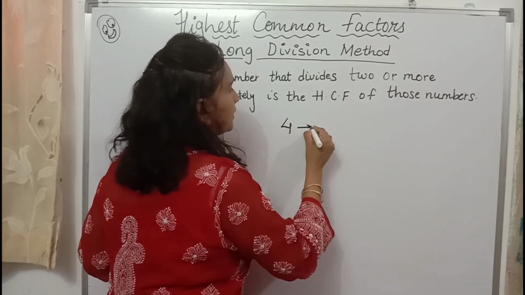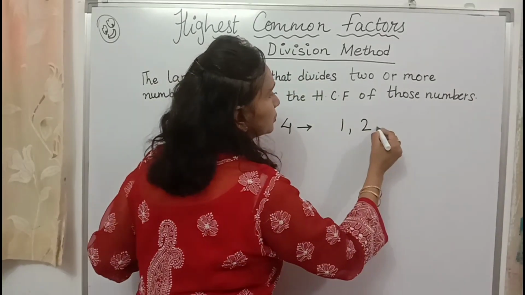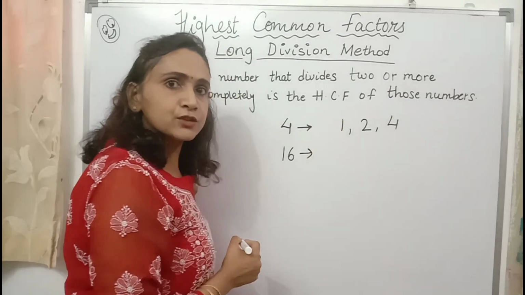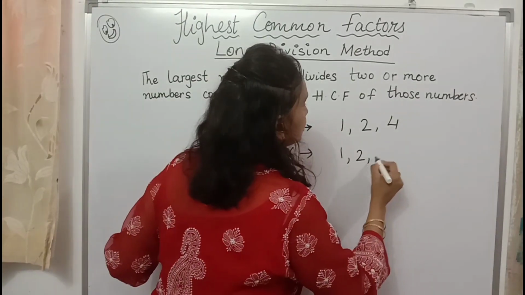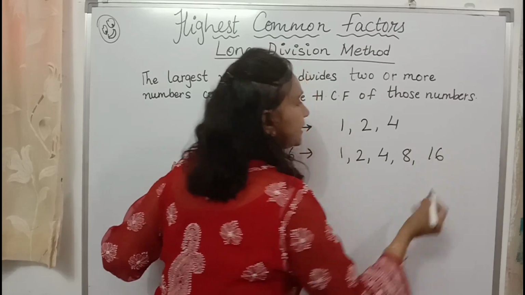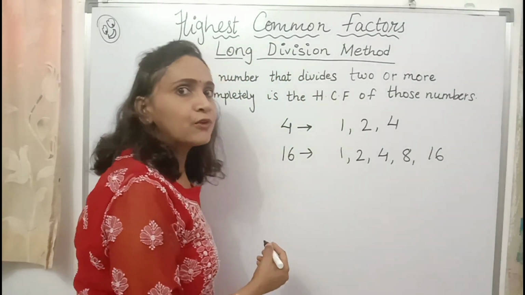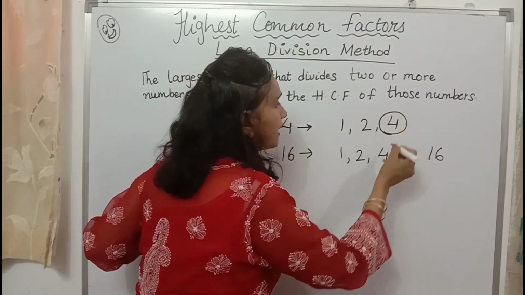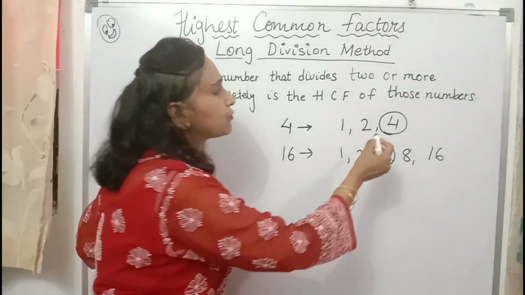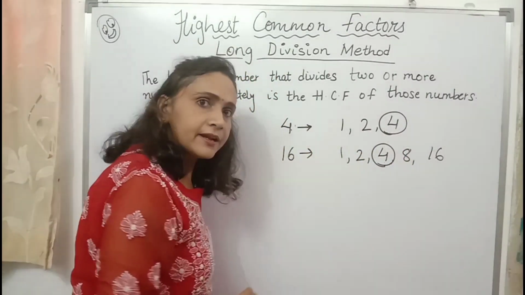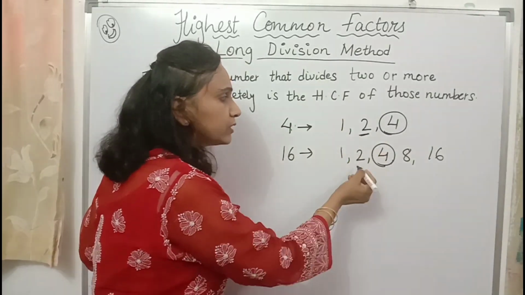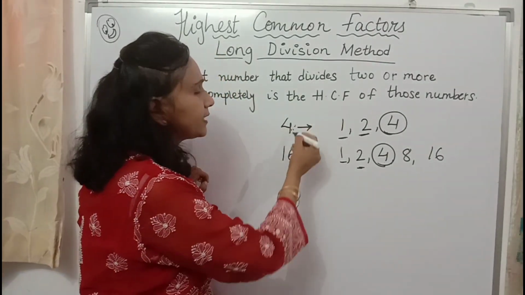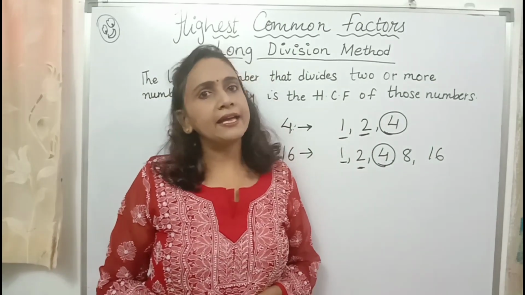Let's say 4. The factors of 4 are 1, 2 and 4. Then I take 16. The factors of 16 are 1, 2, 4, 8 and 16. Now I have to find the largest factor which divides both the numbers completely. Here I have 4 and here also I have 4. So 4 is the number which divides both numbers completely. Here I have 2 also, 2 also divides. 1 also divides. But I will take the largest number which divides both numbers completely, known as the HCF.